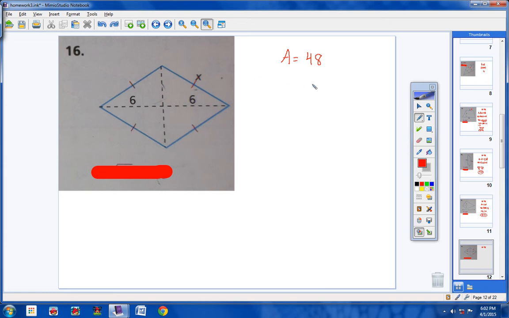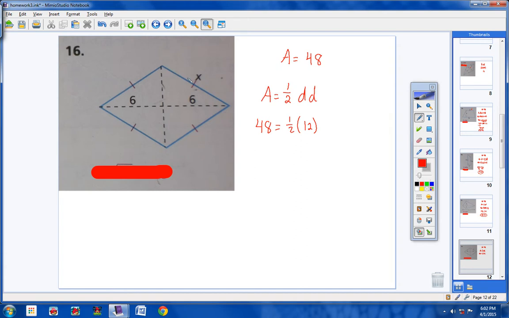So very quickly, I'm just going to say area equals 1/2 times diagonal times diagonal. So for the area, I'm going to put 48. For 1/2, I'm going to put 1/2. For the one diagonal, I'm going to put 12, 6 plus 6. And for the other diagonal, I'm going to put, well, now be very careful here, students.